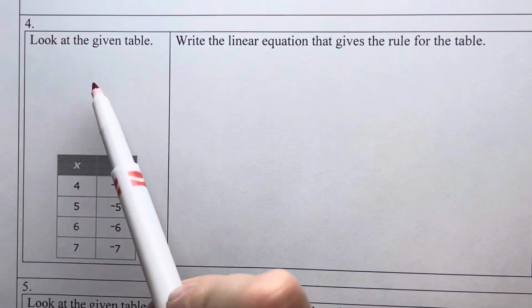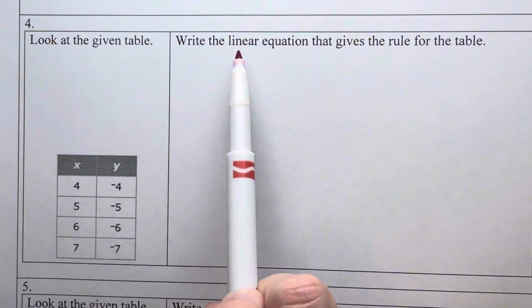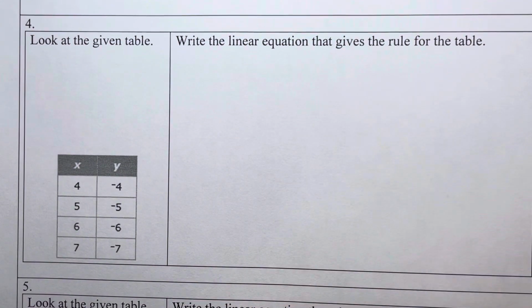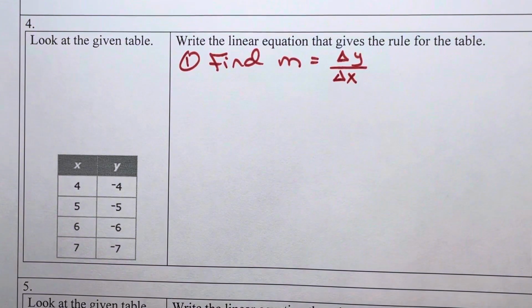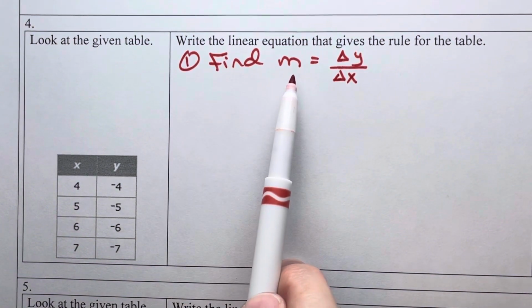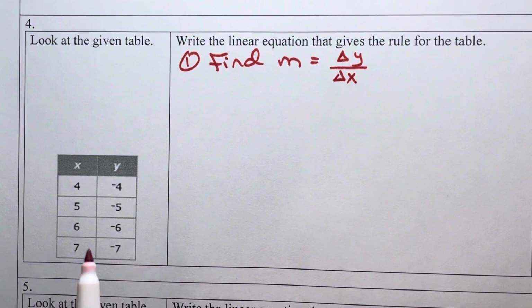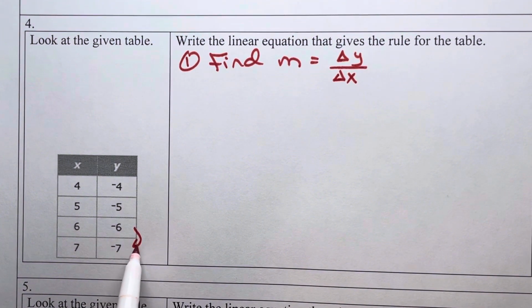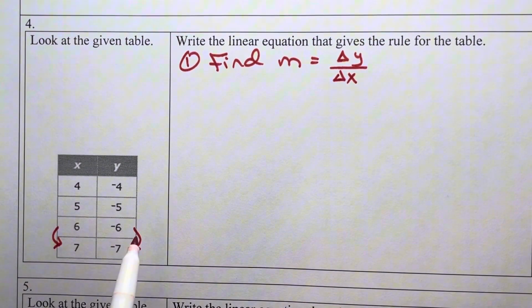Example 4. Look at the given table and write the linear equation that gives the rule for this table. Step 1, we need to go find our slope, the change in y values divided by the change in x values. So let's do that. Nice and simple, same process that we've been using to get from -6 to -7.